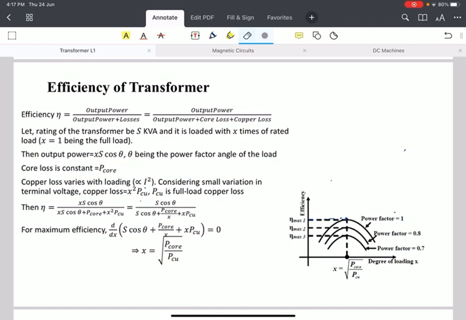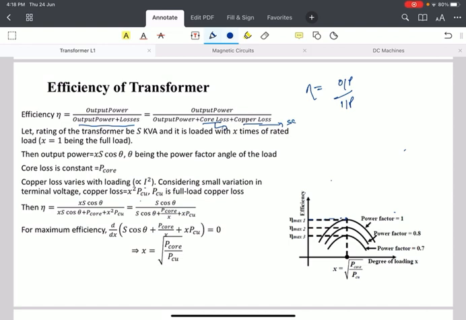So we know that efficiency is equal to output divided by input. This input is nothing but output power plus losses. The losses are core losses and copper losses. The core losses we will obtain from the OC test, and the copper losses we will obtain from the SC test. By including them, we can obtain the efficiency.